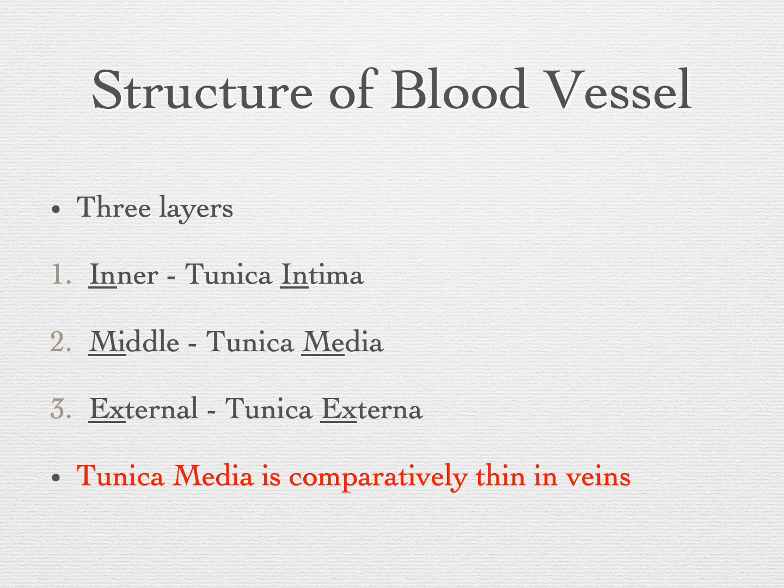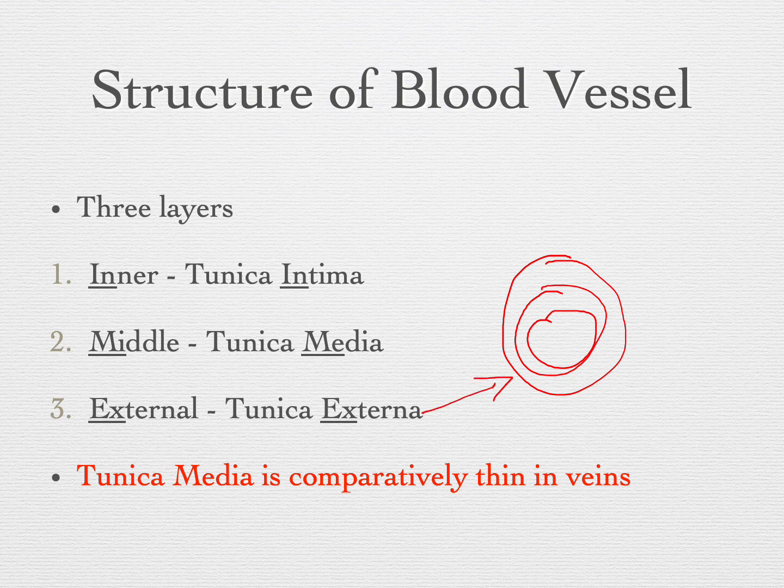So the circulation throughout the body is done via the blood vessels, and the structure of the blood vessels is important to take a note of. So the blood vessels have 3 layers. The inner layer is known as tunica intima, the middle layer is known as tunica media, and the external layer is known as tunica externa.